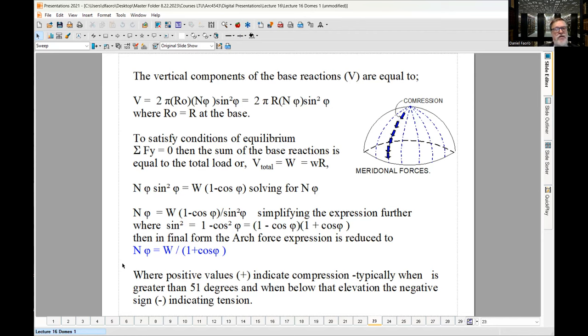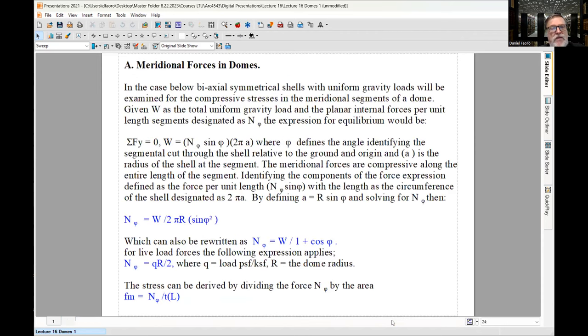N sub φ is W divided by 1 plus cosine φ. Positive values indicate compression. Typically when it's greater than 51 degrees, and below that, the value is negative. So these are our hoop forces. Above that internal aspect angle of 52 degrees, we'll see compression, but below that, we'll see a negative sign that represents tension. Our meridional forces here, as we see from up above, are always compression. N sub φ is equal to 2W over 2πR sine squared φ. We can rewrite that as N sub φ is W divided by 1 plus cosine φ.